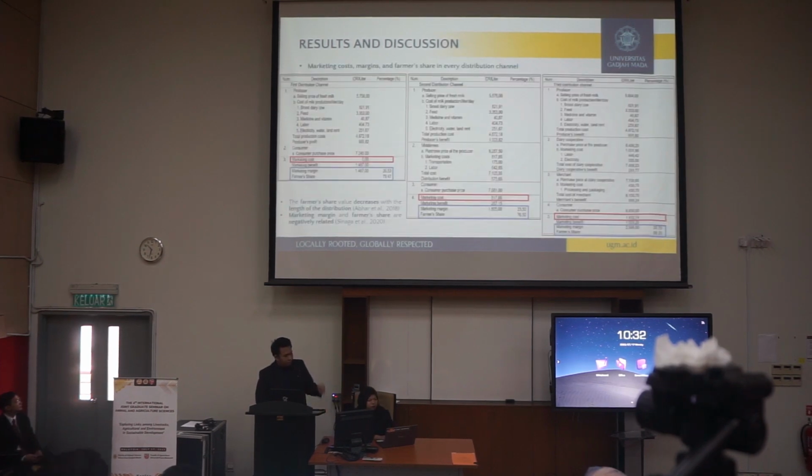The marketing cost value will increase if there is an actor involved in the distribution channel. In the first distribution channel, the marketing cost is 0 Indonesian rupiah per liter. But on the third distribution channel, the marketing cost is 1,452 Indonesian rupiah per liter. So it increased, and it's the same with the marketing margin. But the farmer share value decreased with the length of the distribution.